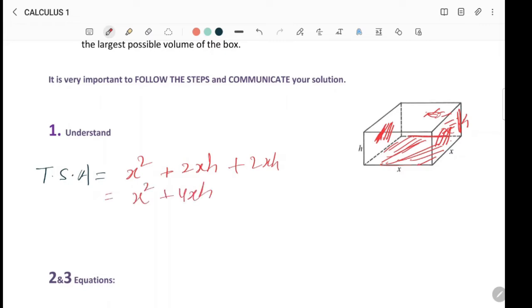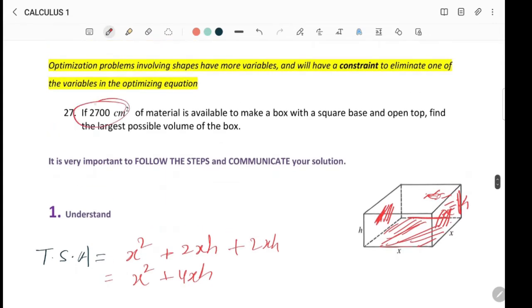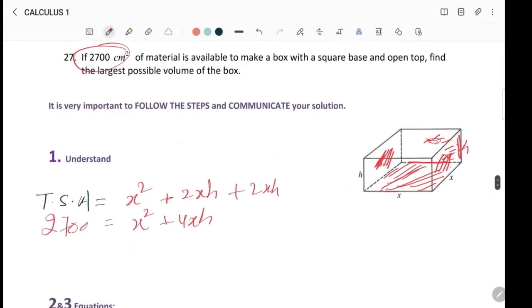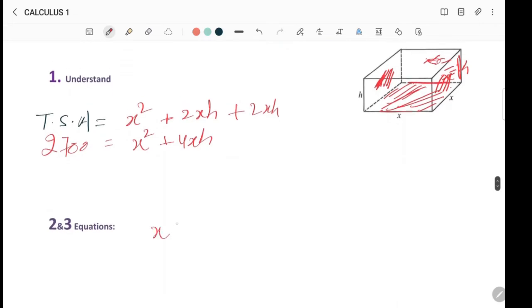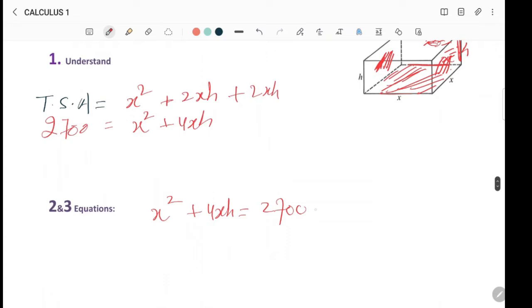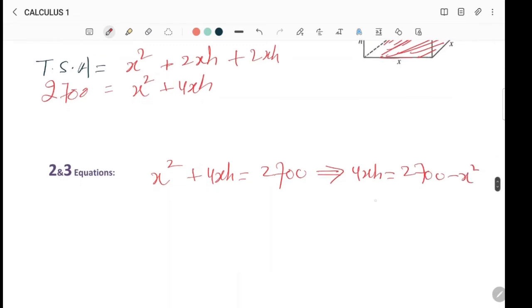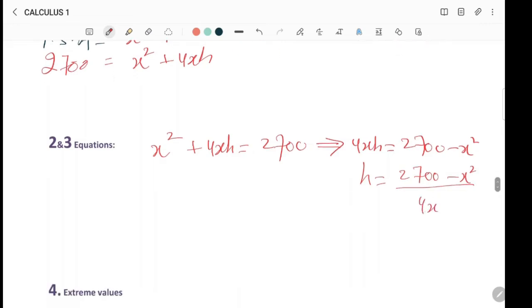So x square plus 4xh, right? Total surface area, and that is given to us as 2700. So the equation we got: x square plus 4xh is 2700. Can we find h from here? 4xh equals 2700 minus x square, then h is 2700 minus x square over 4x.